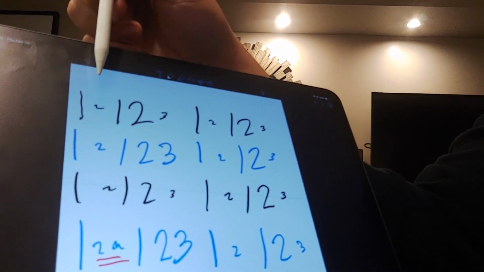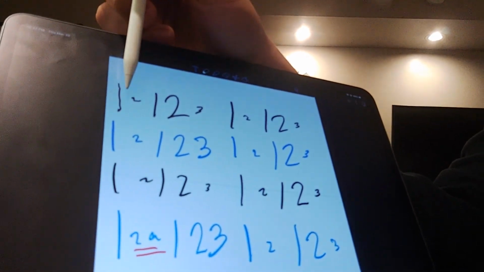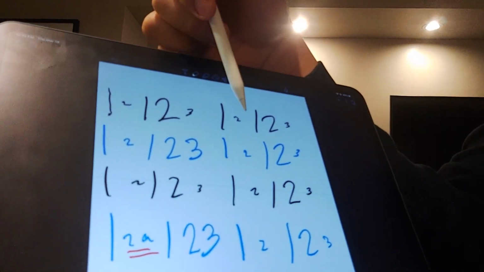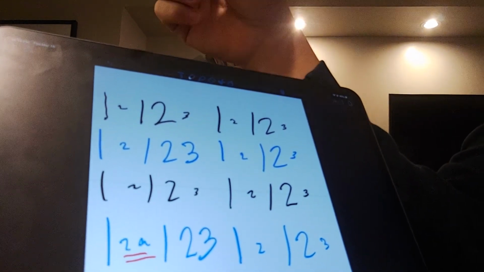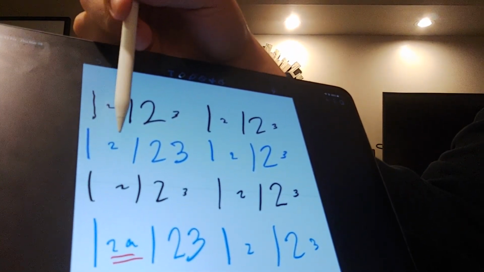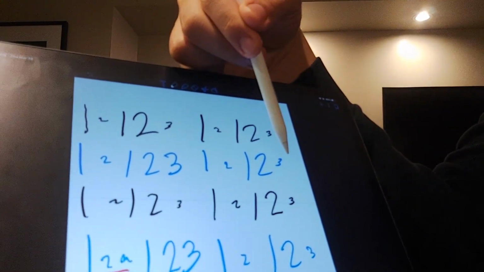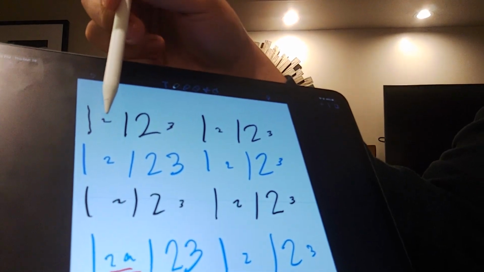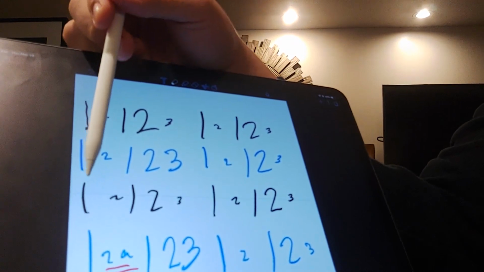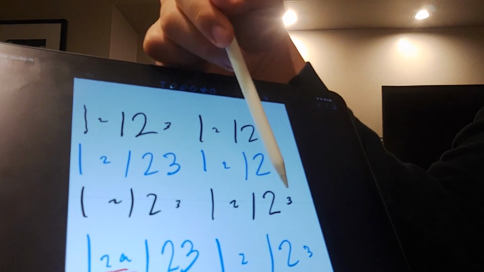Okay, and so if we counted 1, 2, 1, 2, 3, we could read it as 1, 2, 1, 2, 3, 1, 2, 1, 2, 3. So like that. Okay? And then the next line is gonna be 1, 2, 1, 2, 3, 1, 2, 1, 2, 3. Like that. Okay? And then the third line is the same thing as the first line. Just 1, 2, 1, 2, 3, 1, 2, 1, 2, 3.